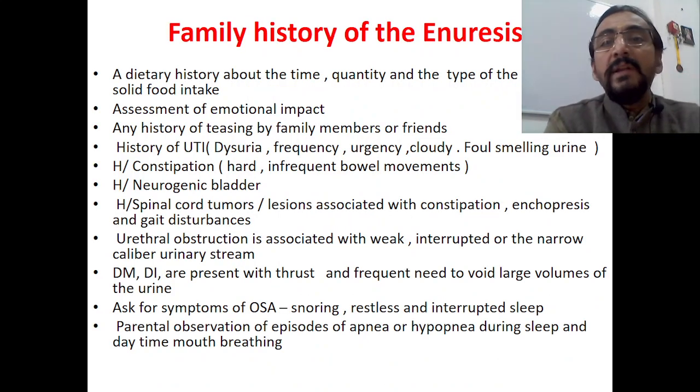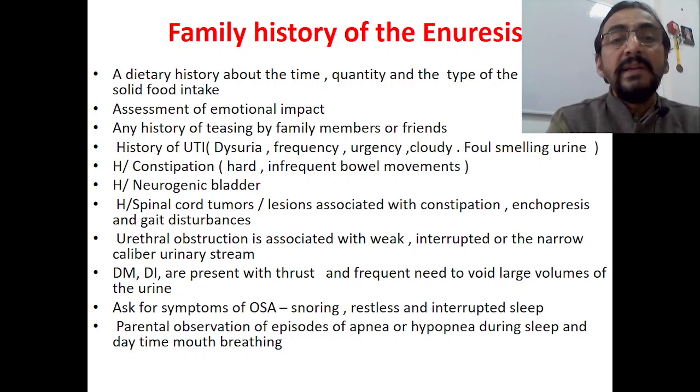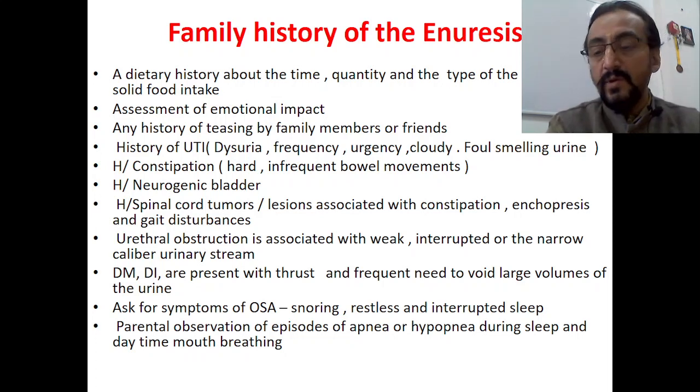Now look at the family history of the enuresis, because family history plays a very important role in nocturnal enuresis. Okay, a dietary history about the time, quantity and type of the fluid and solid intake by the patient, assessment of the emotional impact, any history of teasing by the family members or friends, or history of UTI, we are telling many times, history of constipation, neurogenic bladder, spinal cord tumors, urethral obstruction, all these things we have already discussed, so I will not go in detail.